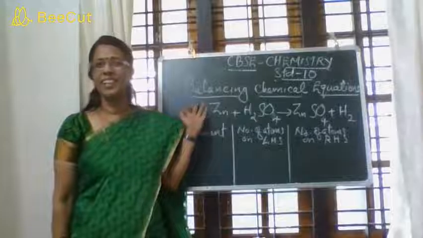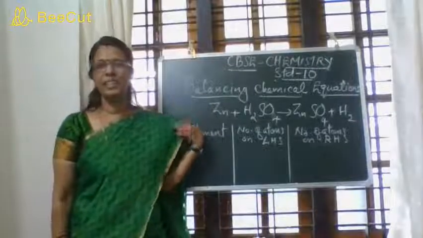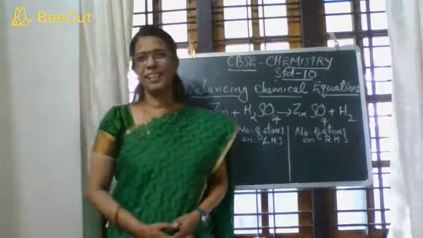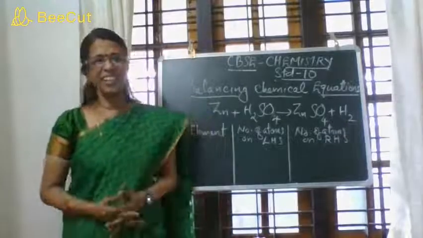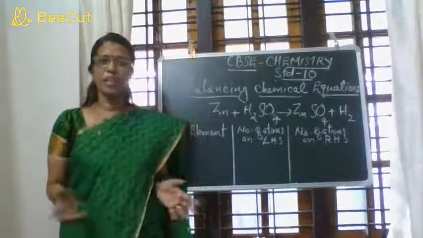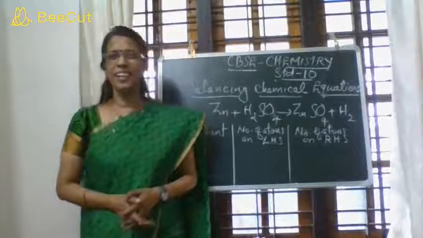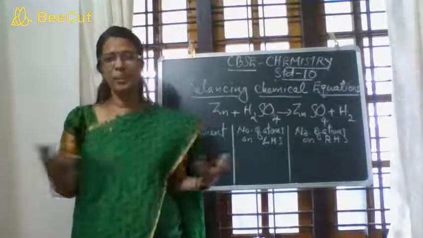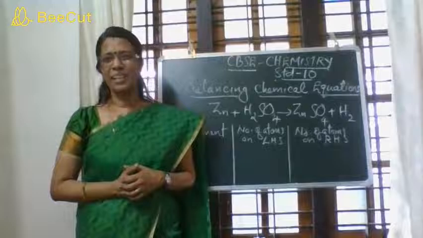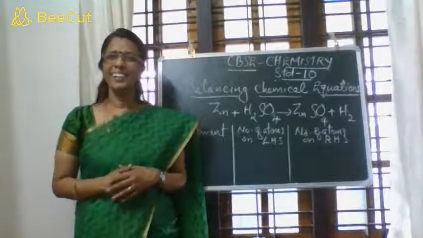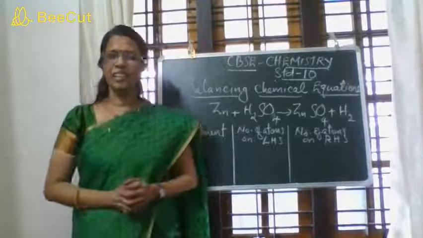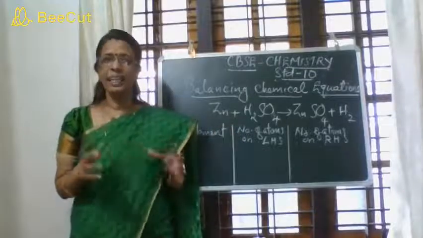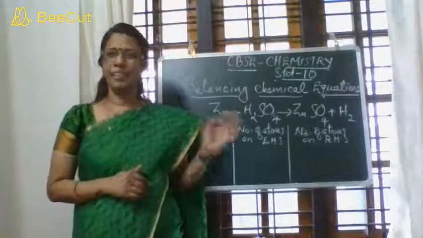Here we have started the first chapter of CBSE chemistry portion, and that is chemical reaction and chemical equation. In this chapter we are mainly discussing what a chemical equation represents, how we can balance a chemical equation, and what the different types of chemical reactions are. These are the main content in this chapter.